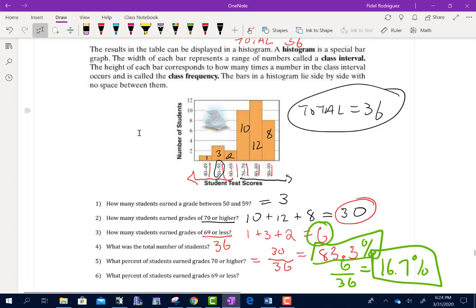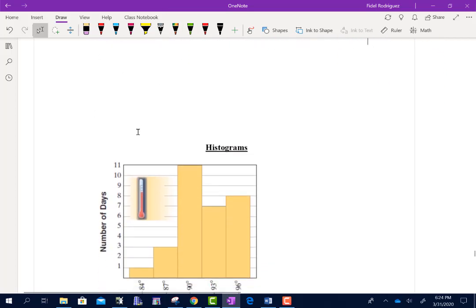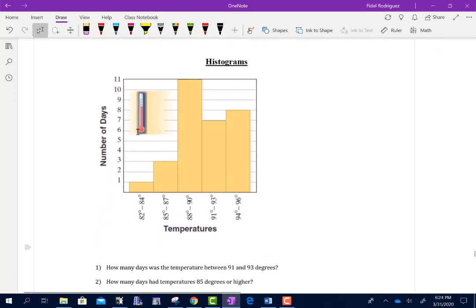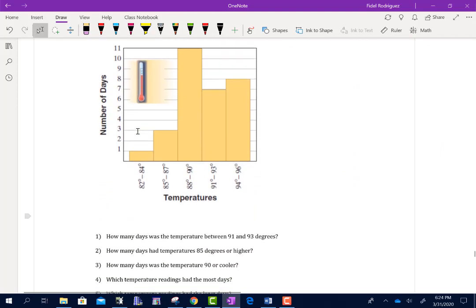So let me scroll down. Let's go ahead and try the next one. So here's another histogram. And let's see. The first thing I'm going to do is label it just like we did the other ones. Okay, so look, this should be easy for me to label. That's 1, that's 3, that's 11, that's 7, and that's 8. Okay, so this is obviously telling me the number of days, and we have temperature ranges here.